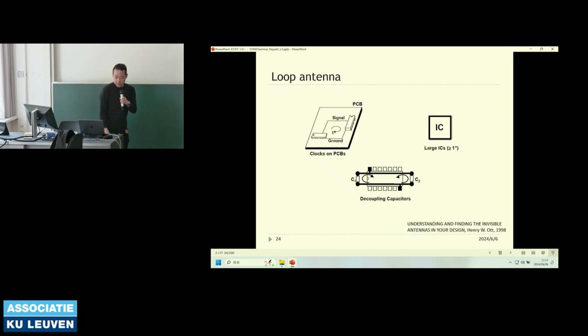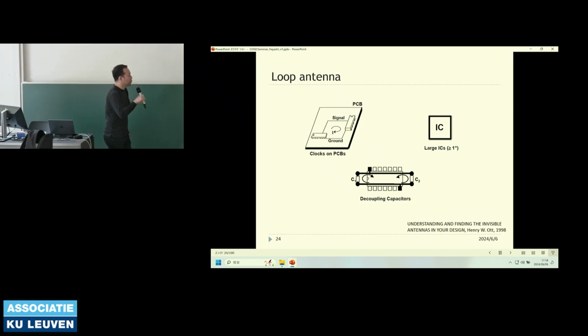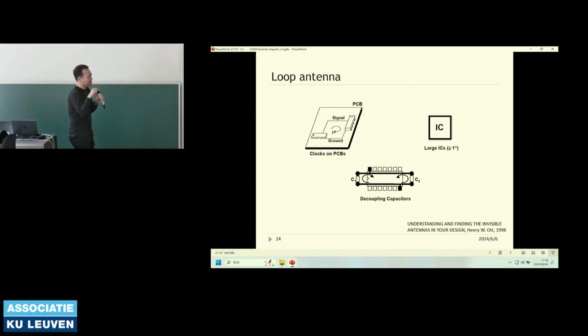The loop antenna also behaves as an antenna. The typical loop antenna is around an IC. This is a metal part. This part also behaves as an antenna. As a loop antenna, it is this structure. The two ICs are connected by a signal line and a ground line. This structure also behaves as a loop antenna. So we can find many loop antennas and dipole antennas inside the device.